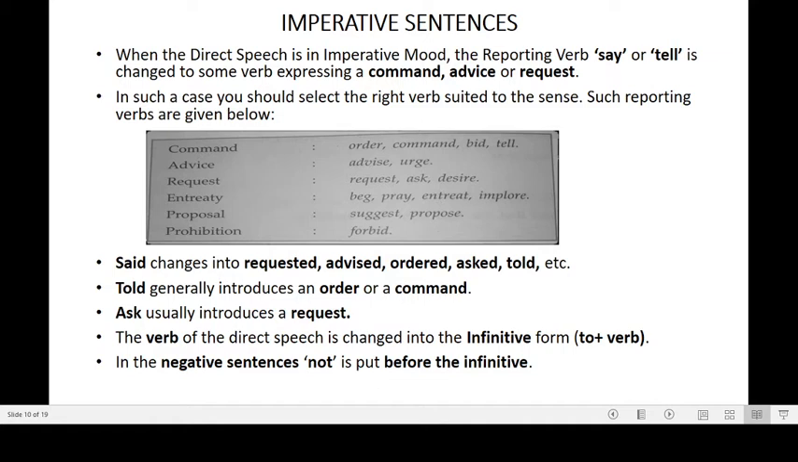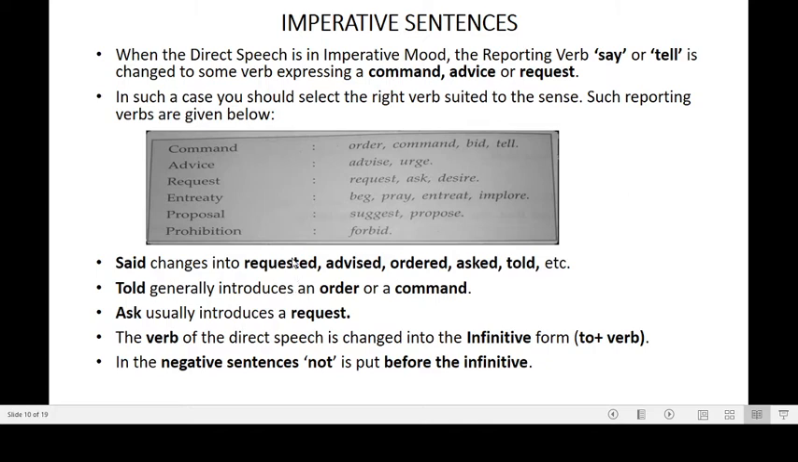This is an imperative sentence which is in negative form. In such cases, we should say, he told me not to close the door. So in the negative sentences, we should use not along with the infinitive.